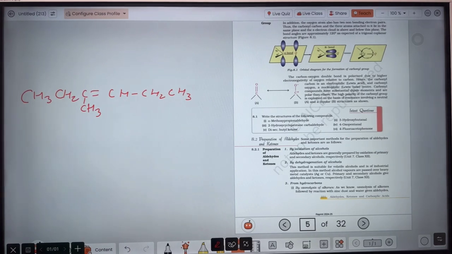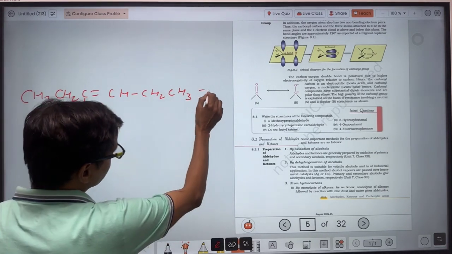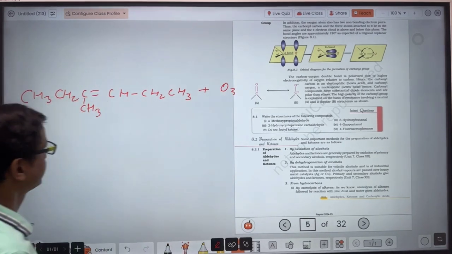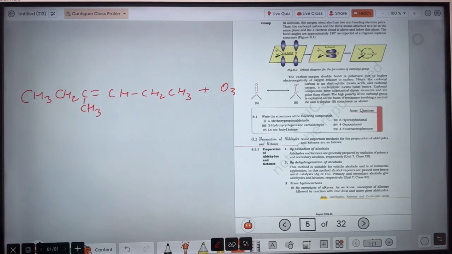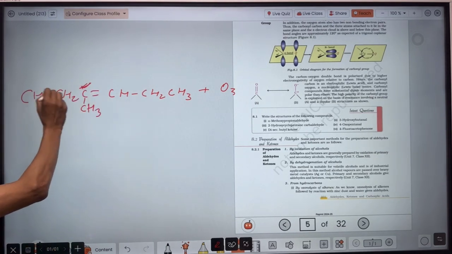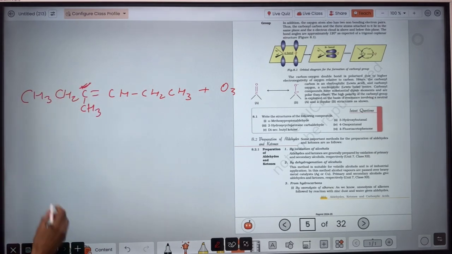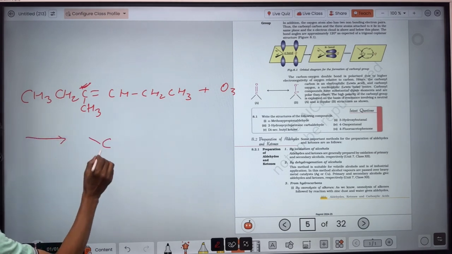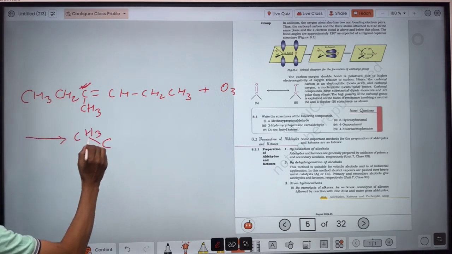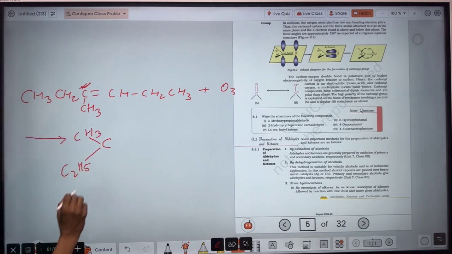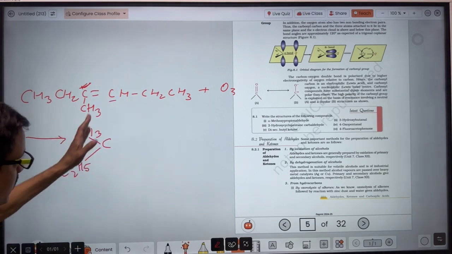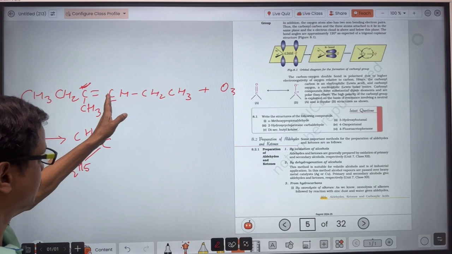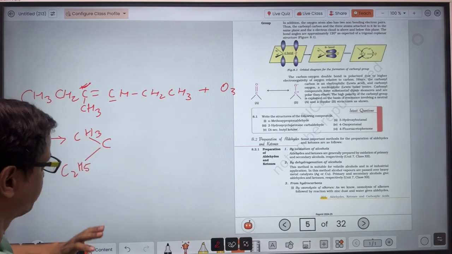The IUPAC name you can write very easily. This compound, when reacted with ozone, again take out the double bond from here. So this carbon is bonded to one ethyl part and one methyl part. So there will be, here, carbon, one side ethyl and one side methyl. And this carbon is bonded to a methyl and a hydrogen.